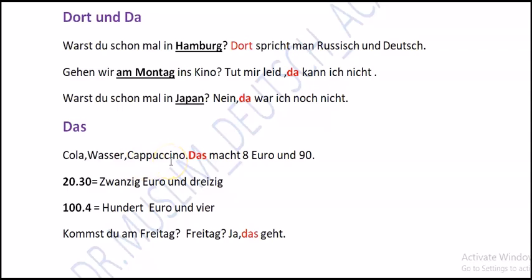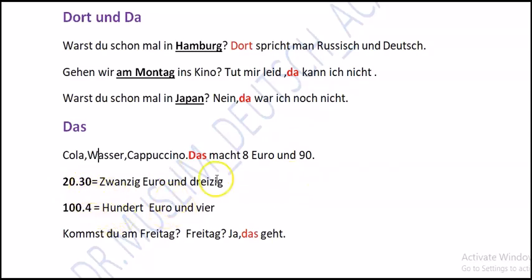You're taking it to the cashier counter, and the cashier says Cola, Wasser and Cappuccino. Das macht 8,90 Euro. The cashier is telling you that these three things, Coca-Cola, water and cappuccino, cost in total €8.90. It means all this costs €8.90.